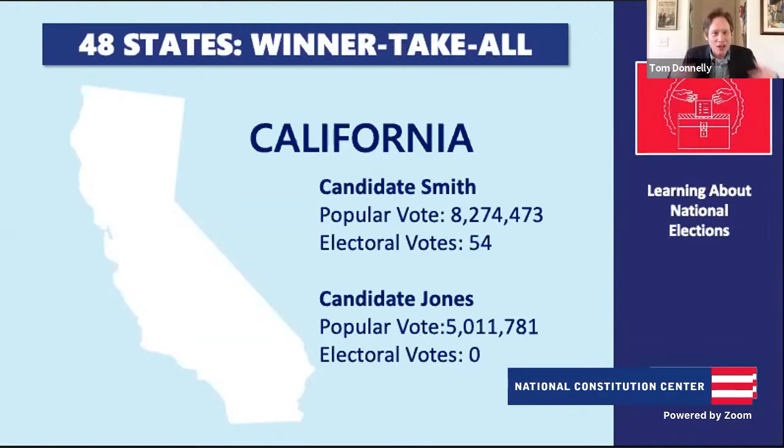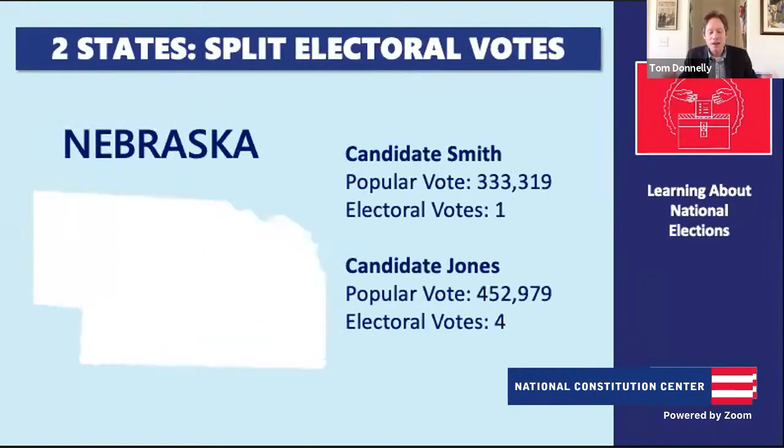But 2 states do take advantage of their powers under Article 2 to have a different system. These are Maine and Nebraska. They award electors by congressional district, and they give their remaining 2 electoral votes to the statewide vote winner. And so you see more of a division here, where you get a set of votes based on whether you win the congressional district, and then if you win statewide, you get an extra 2.